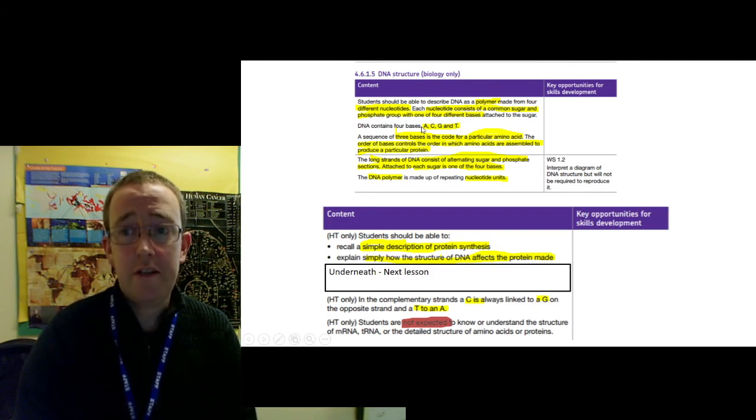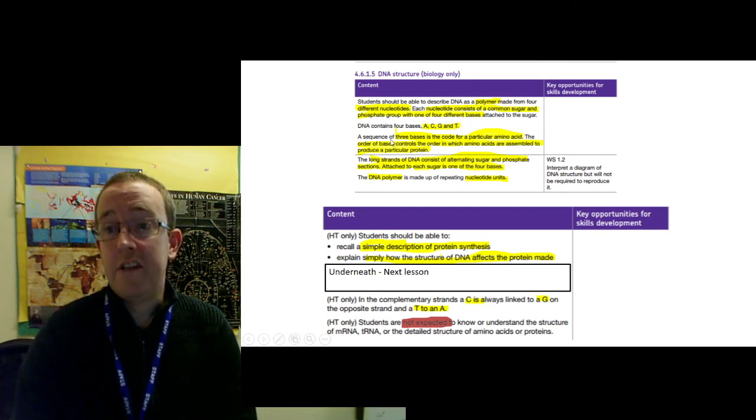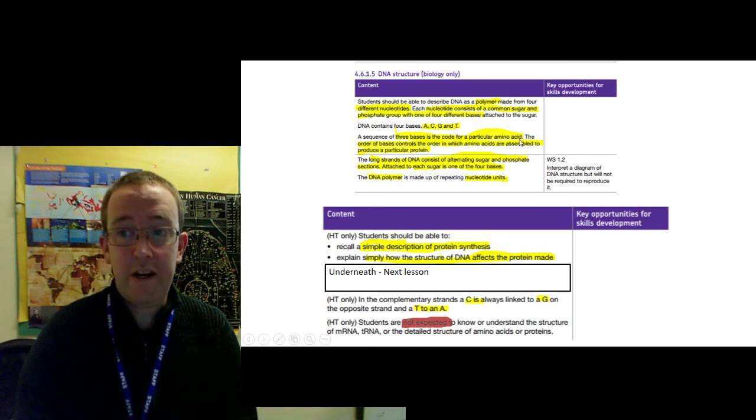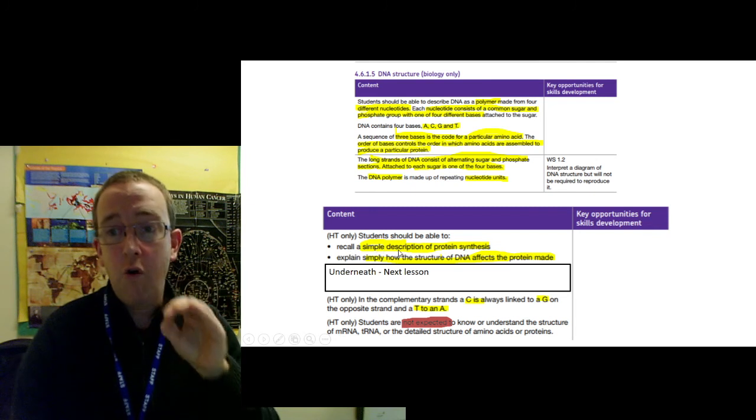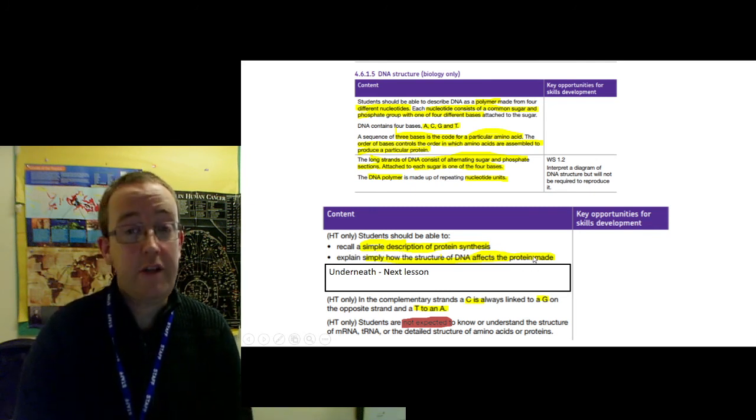Okay? So that's a very quick run through, right, on covering the idea that DNA is a polymer made of nucleotides. We've got bases A, C, G and T. They bond together, C to G and A to T. The idea that 3 bases code for a particular amino acid, and that basically is the basis of protein synthesis, and explaining simply how the structure of DNA affects the protein that's made.